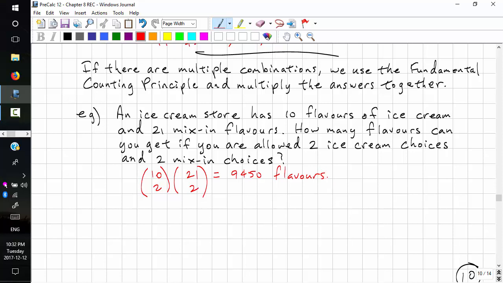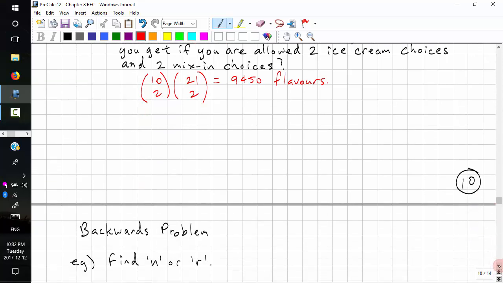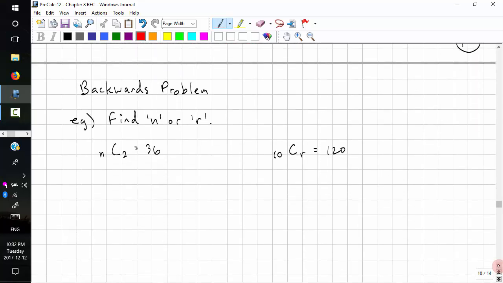And as you've seen, we've done backwards problems. And you're going to say, oh, Mr. Wong, are we going to have to do backwards problems for combinations? And the answer is yes. Find n or r. Okay, n choose 2 equals 36.